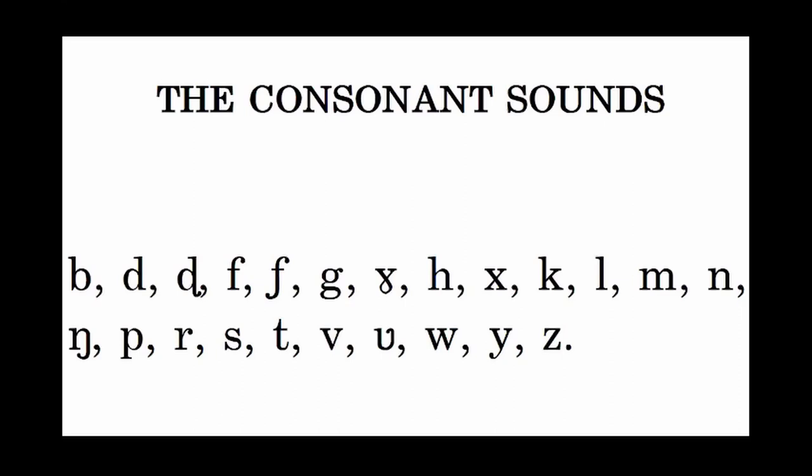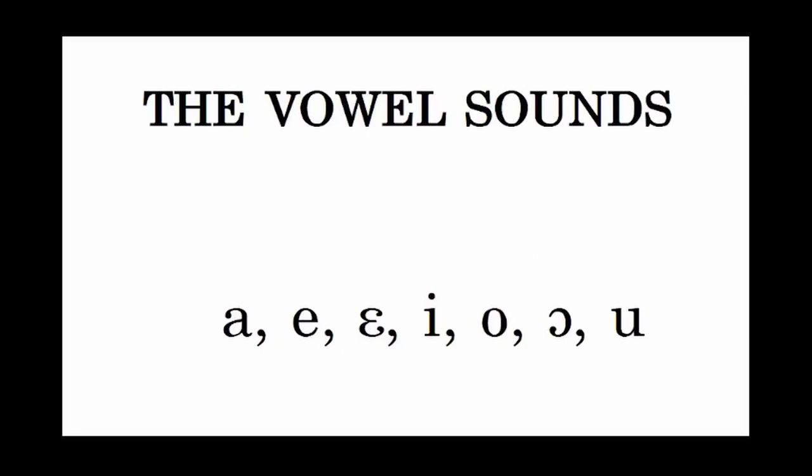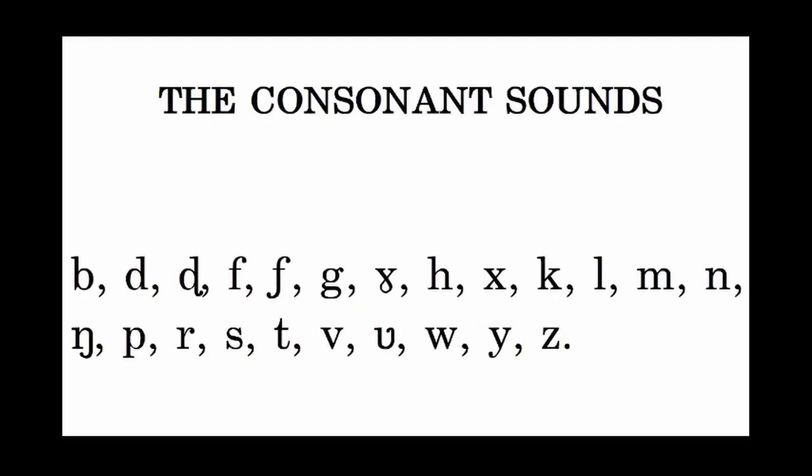We look at the consonants. We have 23 of them. The vowels of the EWE alphabet are 7. The consonants are 23.